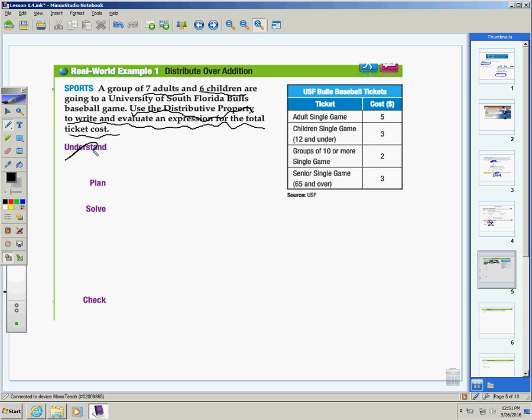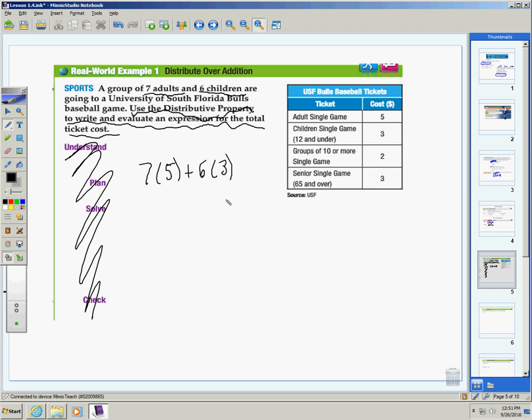And don't worry about this understand, plan, solve, and check. These are the 4 steps that you're supposed to do in problem solving, but we can probably figure this out. So I've got the cost of an adult single game. So I've got 7 adults plus children 12 and under, and it doesn't tell us if they're 12 and under. Let's assume they are. And now you're going to see, why am I getting this answer wrong right now?